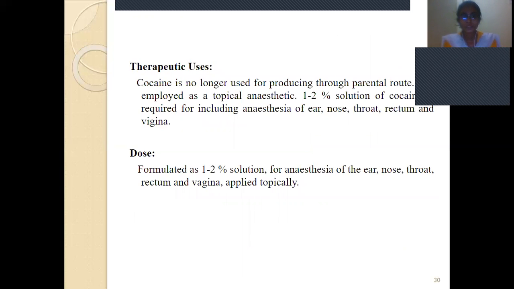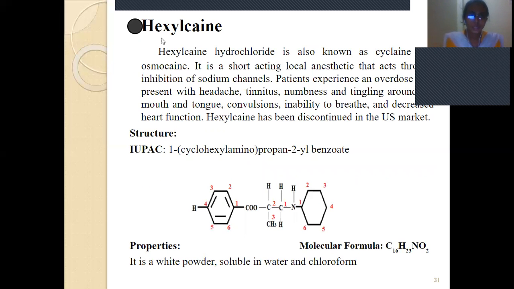It is no longer used by the parenteral route, as this drug has side effects when taken that way. So it is mainly used as a topical anesthetic. The next one is xylocaine, also known as lidocaine and lignocaine. It is a short-acting local anesthetic that acts by inhibiting the sodium channel, and the patient experiences effects on overdose.